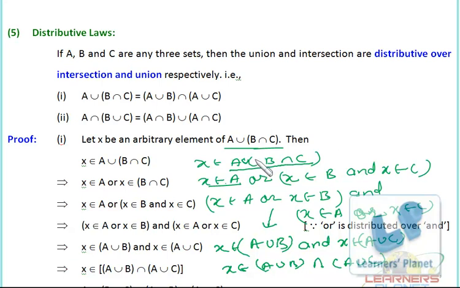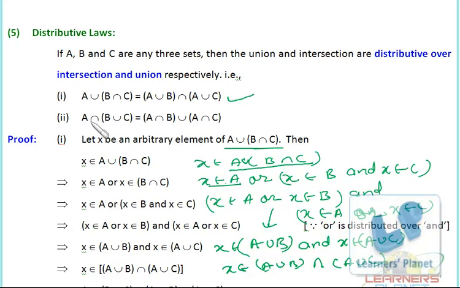The same strategy we are following for the last 3 laws. Okay, so that's very simple. You have to start with an arbitrary element, just replace the union signs by or and intersection sign by and. The first one has to be proved the subset of the second one, and then the second one has to be proved the subset of the first one, right? So both of them are subset of each other. That means both of them are equal to each other. Okay, so this is how you can establish the distributive law also.